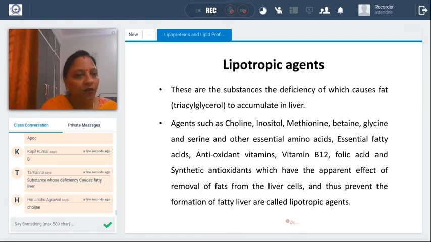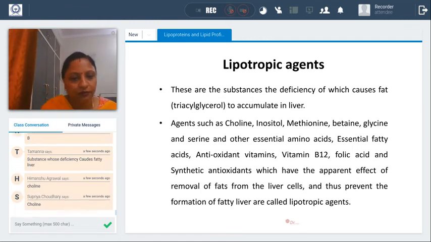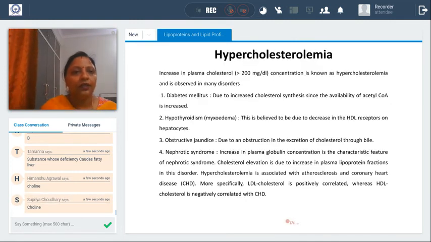They prevent the formation of fatty liver. Then another lipid profile disorder, it is hypercholesterolemia.